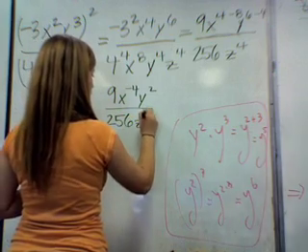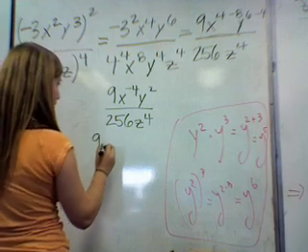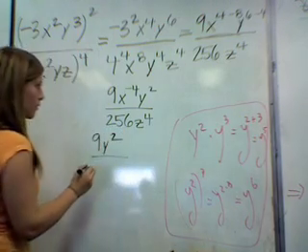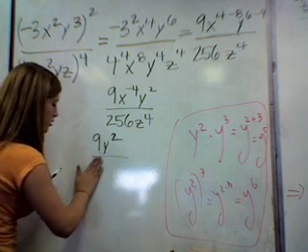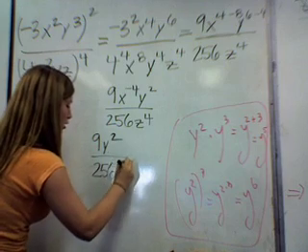We're not done because we don't want to leave any negative exponents. Can we do anything with that x to the negative 4? Put it on the bottom. Whenever it's a negative exponent, you put it on the bottom. So it's 9 y squared over 256 x to the 4th, z to the 4th.